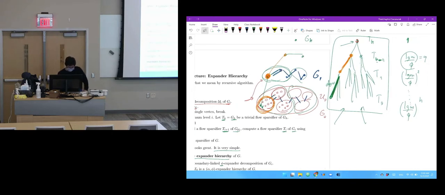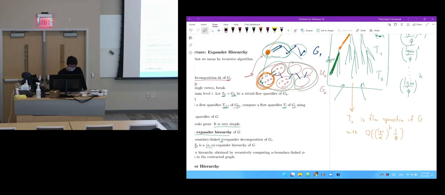And we have shown that this tree, T0, is a flow specifier of G with quality which is something like (log over alpha) to the h times 1 over phi. And this thing can be made small.